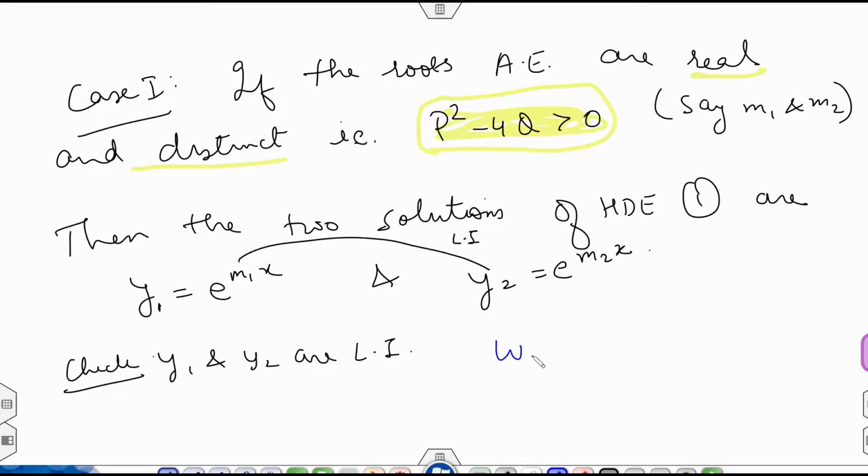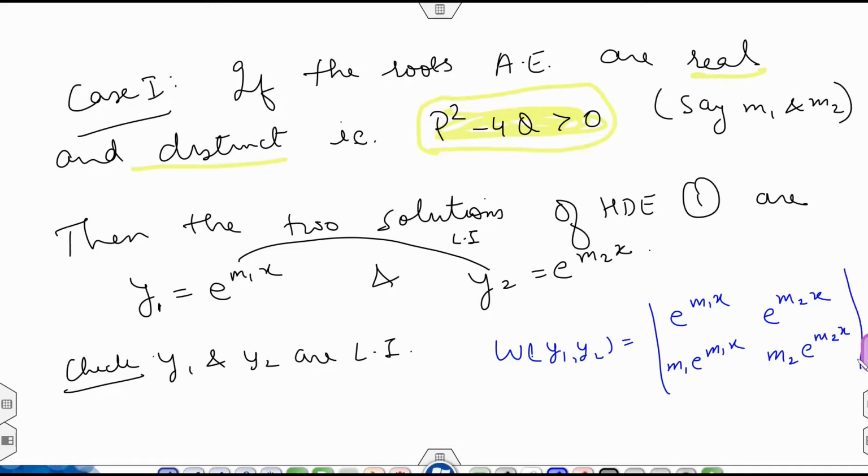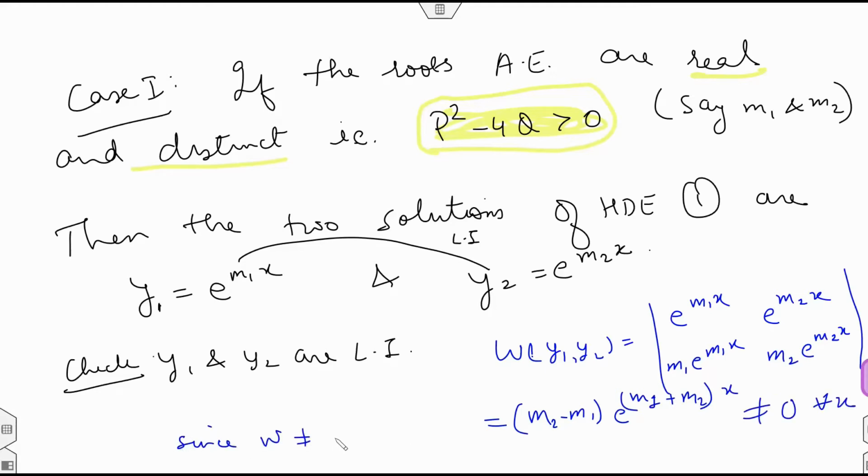The Wronskian W(y1, y2) is equal to e to the power m1x, e to the power m2x, m1 e to the power m1x, m2 e to the power m2x. So this is equal to (m2 minus m1) into e to the power (m1 plus m2) x, which is not equal to 0 for every x. Now since this Wronskian is not equal to 0 for every x, therefore y1 and y2 are linearly independent.